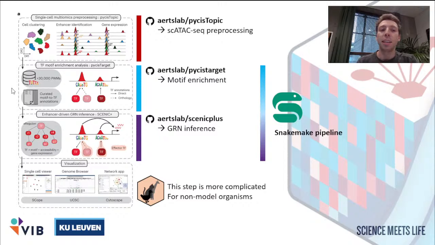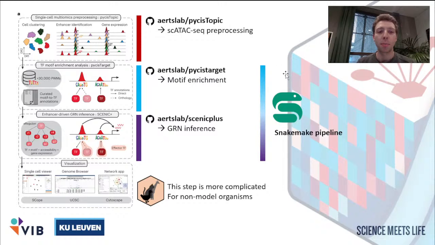Then the next step is to find co-accessible regions in this single-cell ATAC-seq data, which we analyze using a tool called pycisTarget to find motifs enriched in these regions and to link transcription factors to potential target regions. And finally, we incorporate the analyzed single-cell ATAC-seq data and the motif enrichment data with single-cell RNA sequencing data to generate the actual GRNs. And for this, we have three tools on GitHub.